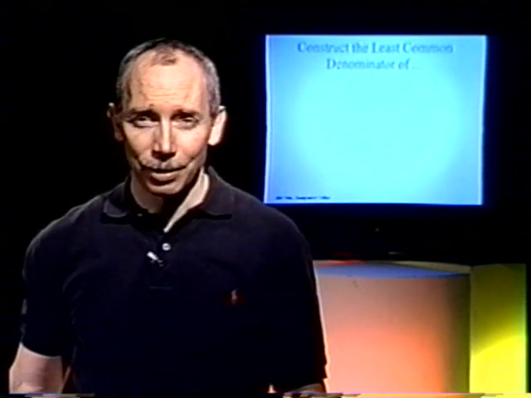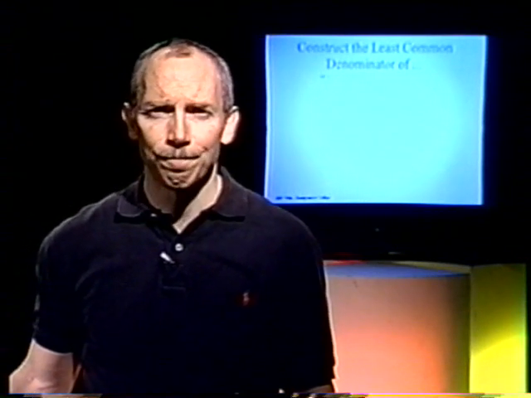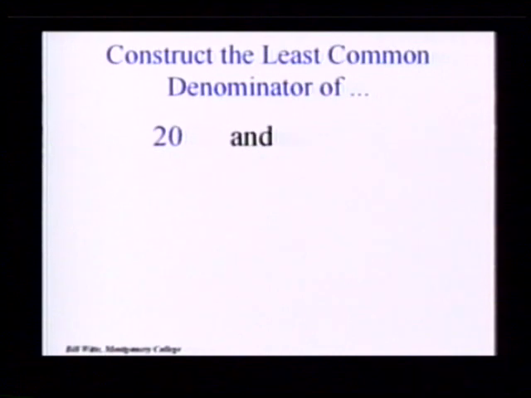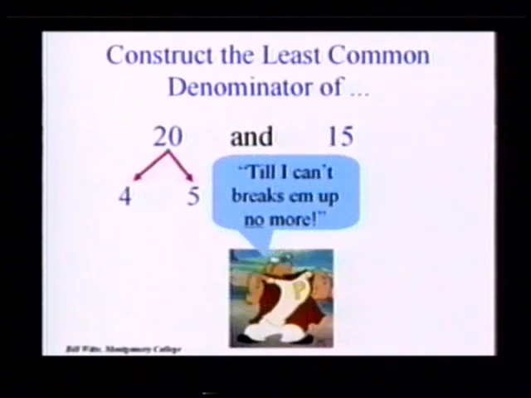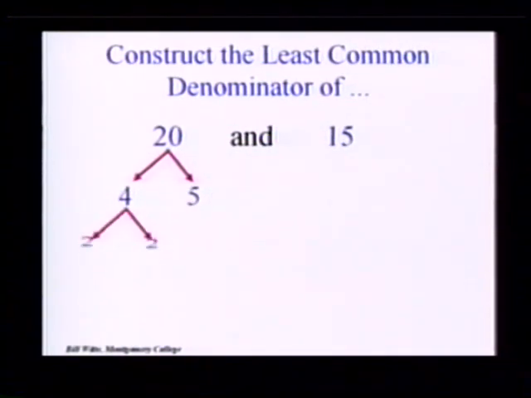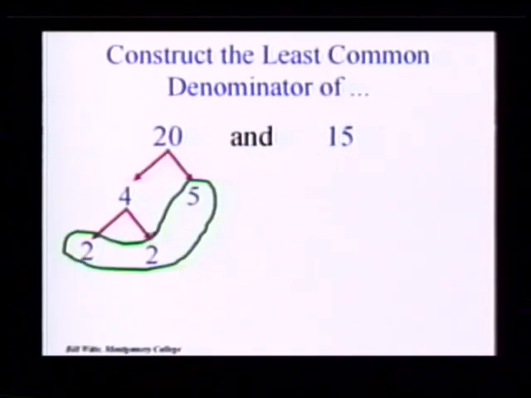Now look at, let's look at one here. Let's make a common denominator from 20 and 15. Let's break 20 up as far as it'll go. Okay, 4 and 5. 4 breaks up a little bit further. Okay, and that's as far as it'll go. And 15, as far as it'll go.